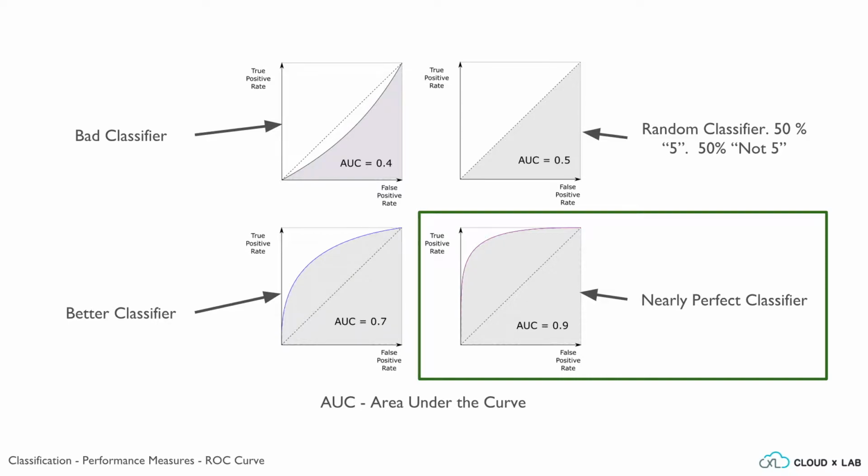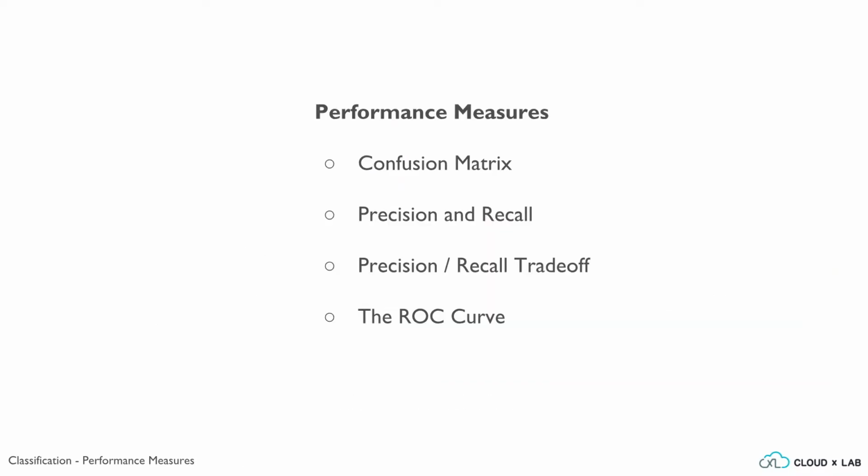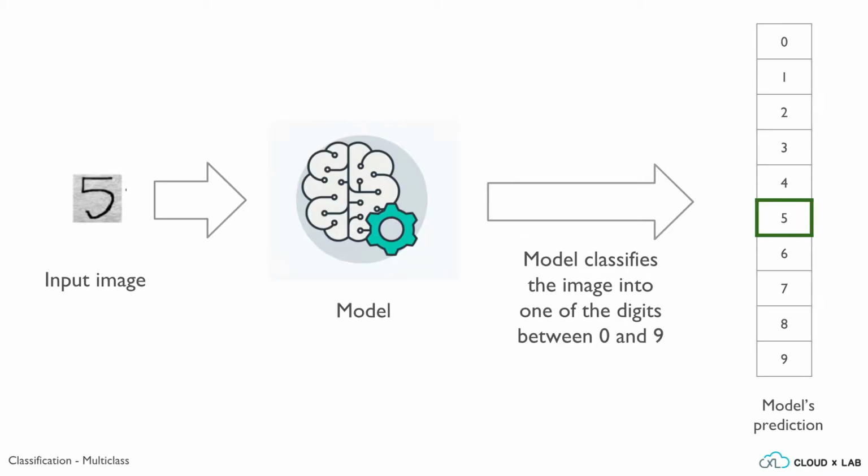This was a brief introduction of various performance measures used in the classification task. Hope now you have a fair understanding of which performance measure to choose. Select the right precision recall trade-off that fits your needs and compare various classifiers using ROC curve and area under the curve. So far, we have worked with a binary classifier 5 detector.